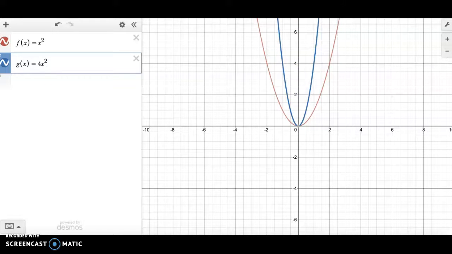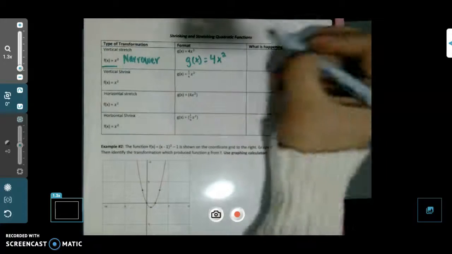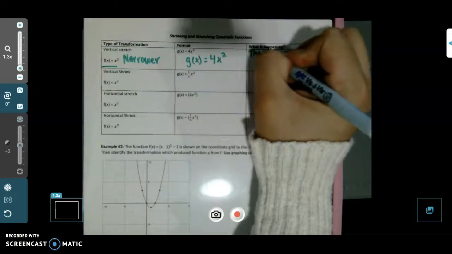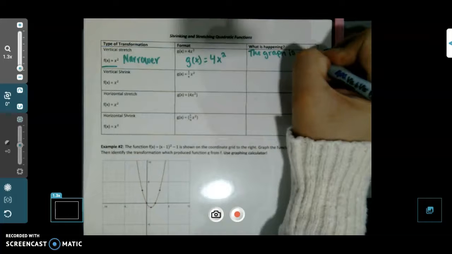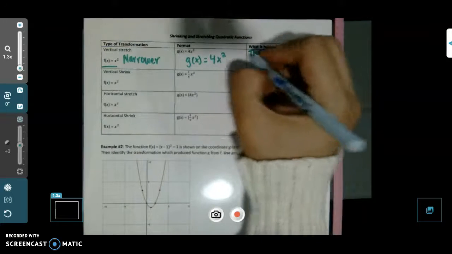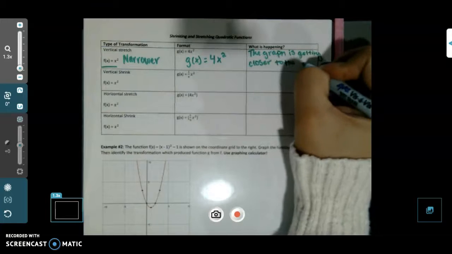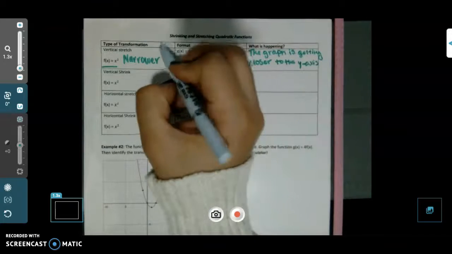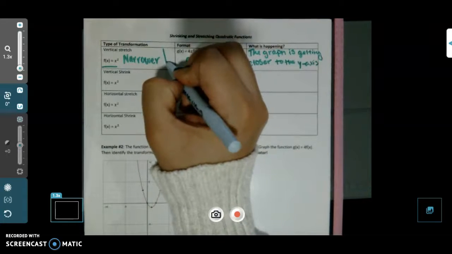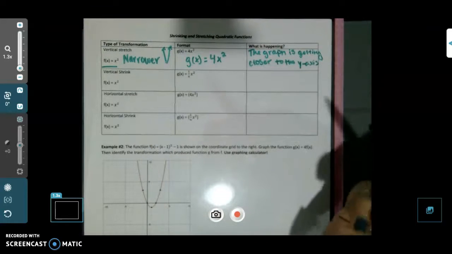So let's actually write that in our notes. So it's getting closer. So we're going to say the graph is getting closer to the y-axis. It's stretching, okay? It's stretching. It's getting more narrow, okay? So it would be like this. Okay, that's a narrow graph, okay?